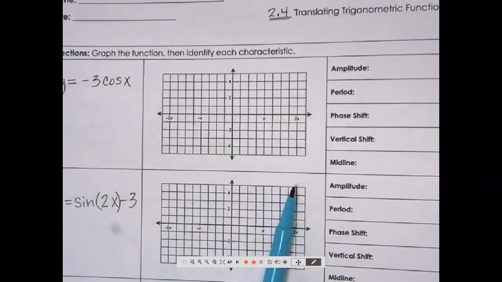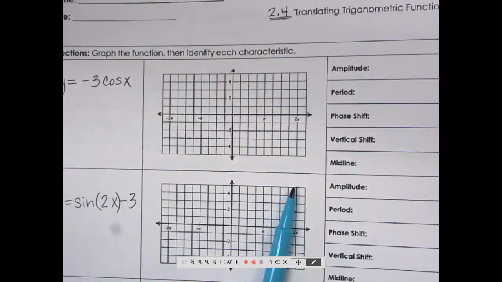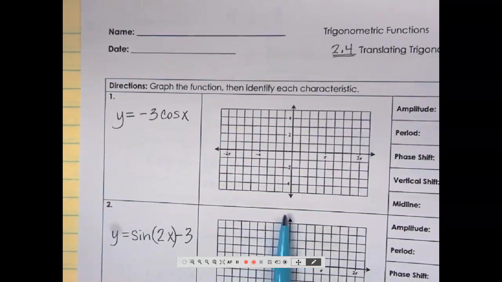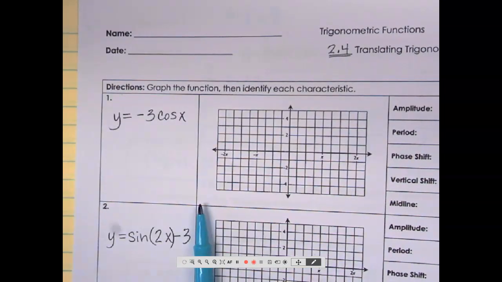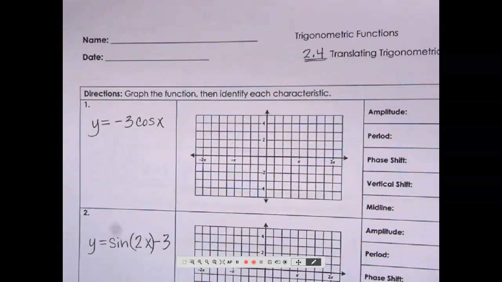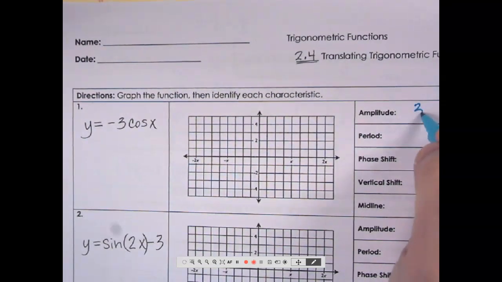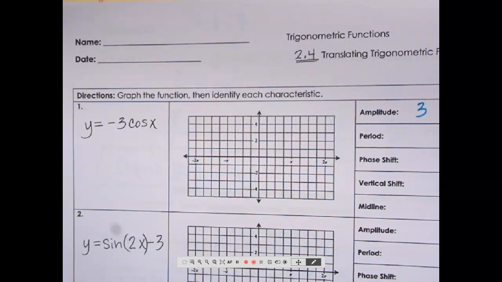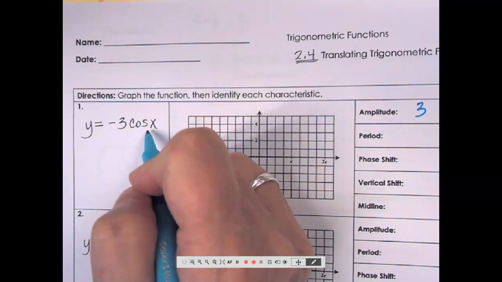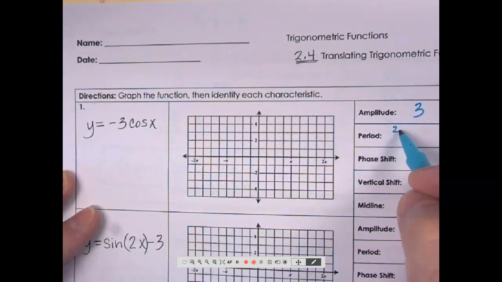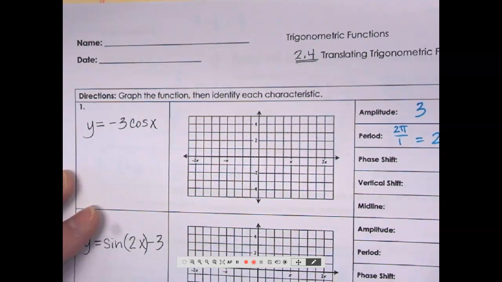All right, so let's graph some of these. All right, our equation is -3 cosine x. -3 cosine theta. It's the same thing. What is the amplitude going to be? 3. What is the period? 2 pi, because there is a 1 in front of x. So it will be 2 pi over 1, which is just 2 pi.